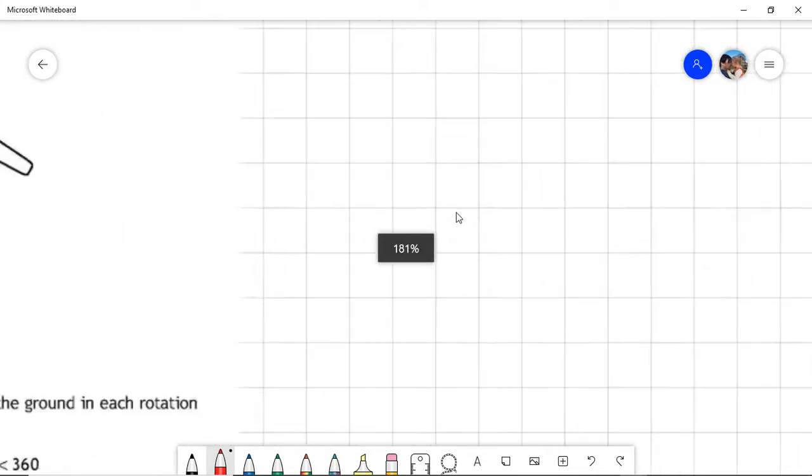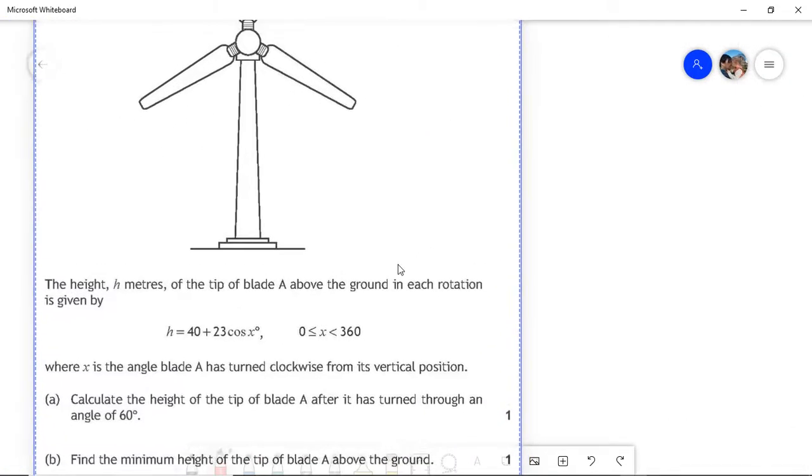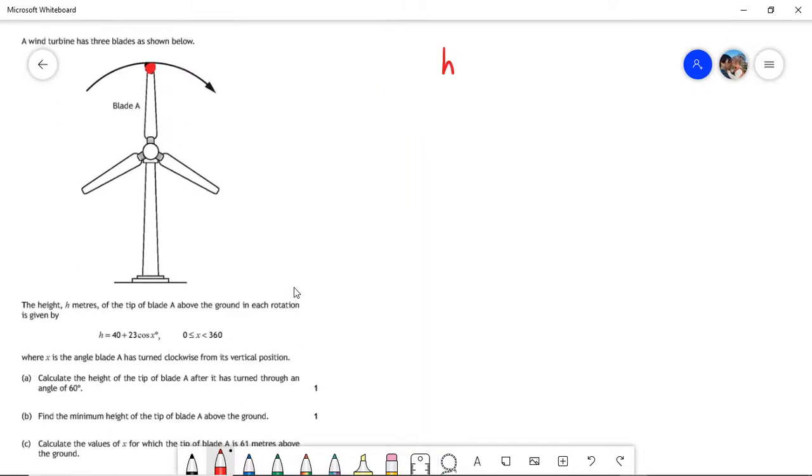Hopefully not that much. It's shown by this equation. h equals 40 plus 23 cos x. Now, this is a formula. It's clearly got a cosine in it, so it's the sort of thing that we've been looking at. And what this says is, you've got an amplitude of 23, and then the entire graph is raised up by 40.